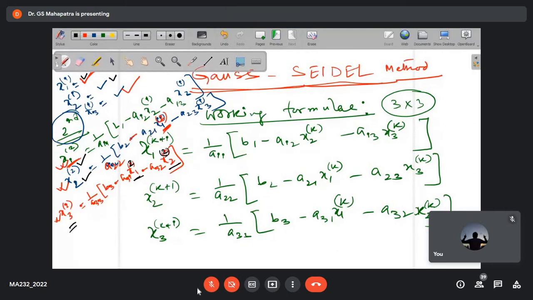Then if this one is clear, what we are doing actually is, in the same iteration, we should not use the previous iteration's values. If you have the updated value in the same iteration, that one we should use.